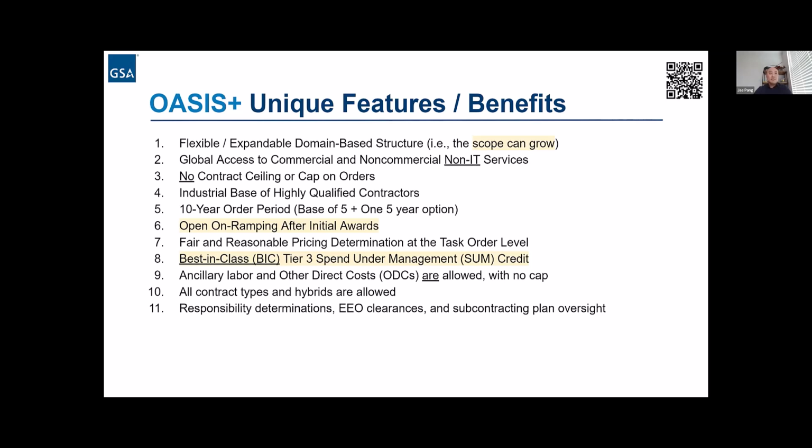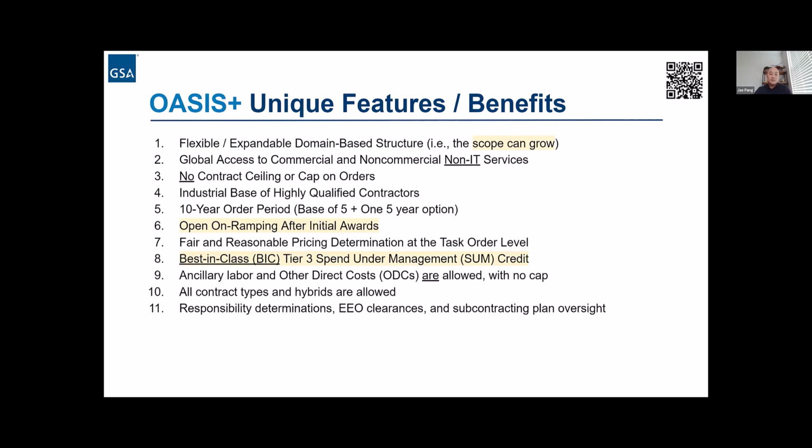So I'm going to spend a little bit of time on this slide. It's a lot of information in one, but I'll try to summarize and give you examples so that you can better understand this slide. With OASIS Plus, one of the really unique features compared to OASIS is that we're establishing this as a domain-based structure, meaning we have functional groups of industry partners that are together. The scope can expand, meaning we have the ability to expand the scope even further in the future if there is an obvious or true need for government to expand. So unlike some of the other GSA solutions, OASIS Plus has the ability and flexibility to expand if needed.